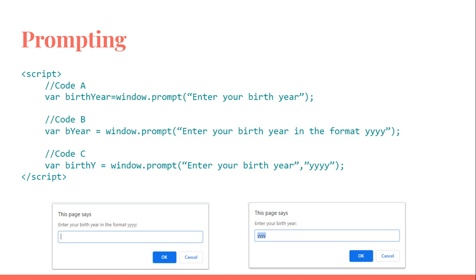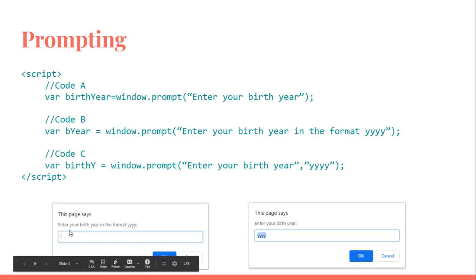I'll have to write a lot of conditions to prepare for bad input. So it's so much better if we can be more specific with the user. So you'll see in code B, we do window.prompt, enter your birth year in the format YYYY, showing them that I want 4 digits to format their year. That prompt window for B shows up right here. Enter your birth year in the format YYYY, and in this space is where they type, and then they click on OK.